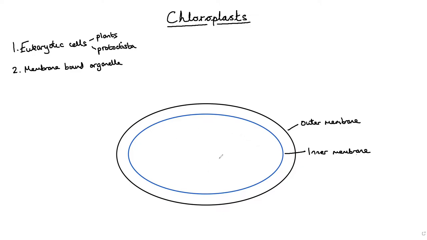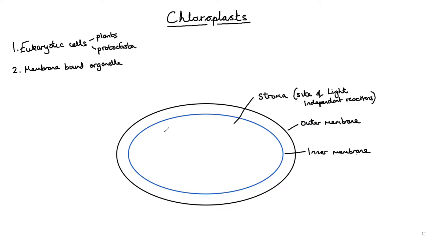Within the membrane sits a jelly-like substance, a little bit like the cytoplasm, which contains many different substances and the site of chemical reactions, and that is called the stroma. For higher level biologists amongst you, that is the site of the light independent reactions of photosynthesis.